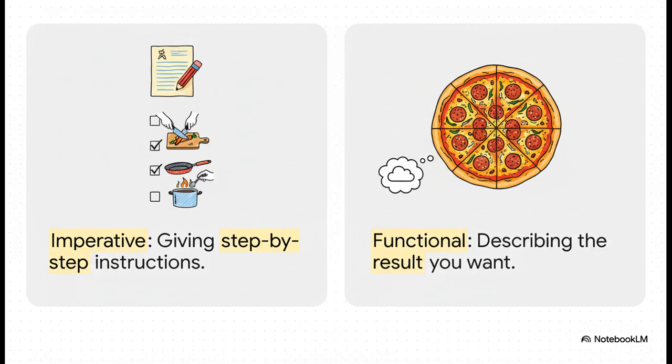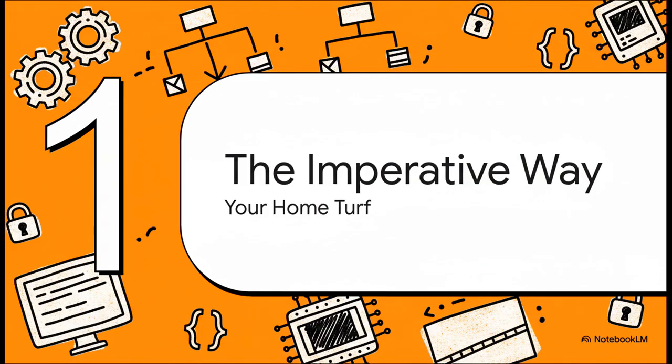First chop the onions, then heat the pan to exactly 350 degrees. But on the other side, you've got the functional approach. This is more like just ordering a pizza. You don't care how they make it. You just describe what you want. I want a large pepperoni pizza, please. See the difference?